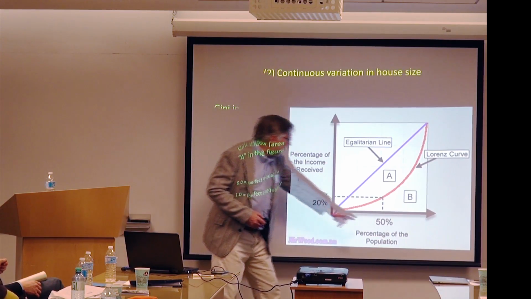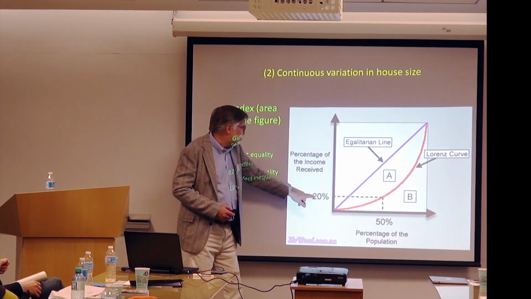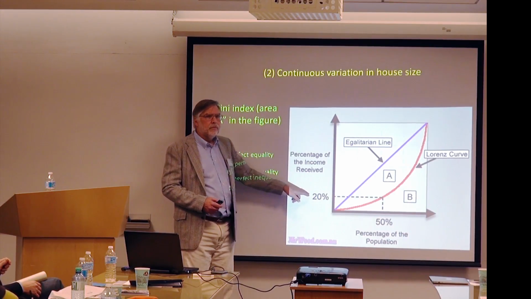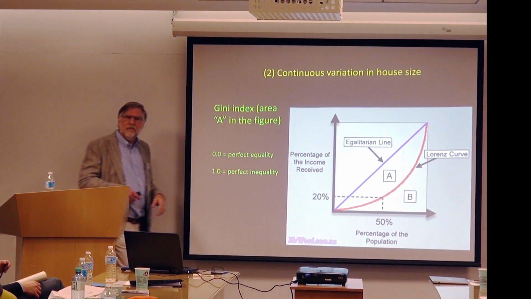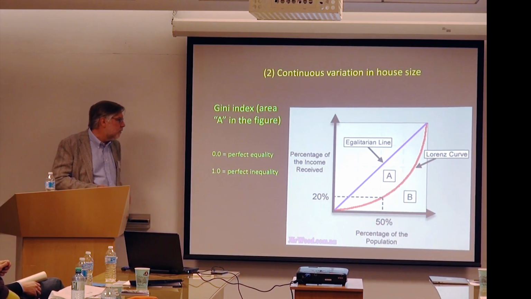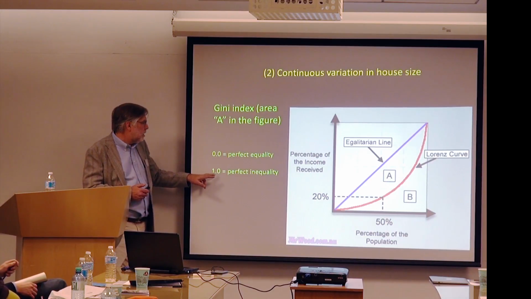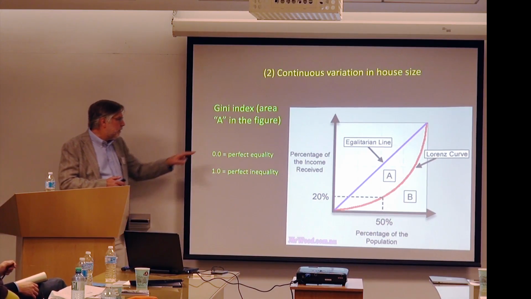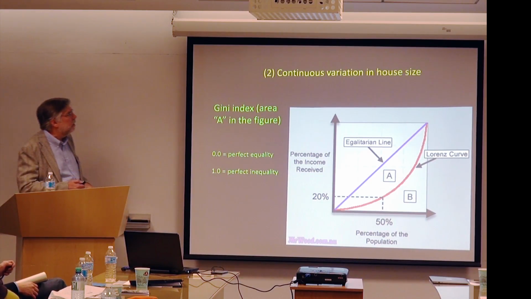So in this, 50% of the population control 20% of the income. All right, you see these figures in the news all the time. The top 5% owns 40% of blah, blah, blah. This is where this is coming from. So 0 is perfect equality, 1 is perfect inequality.